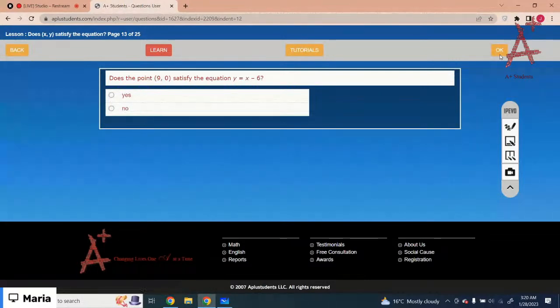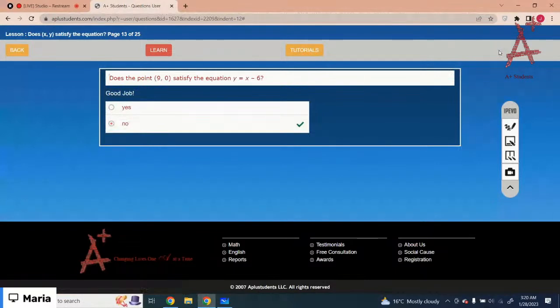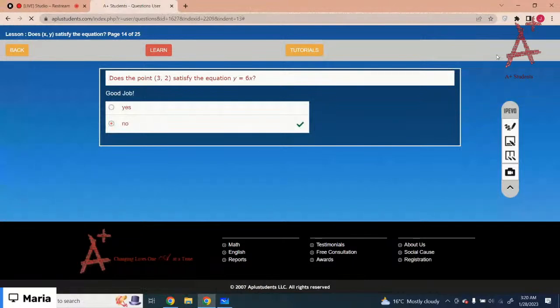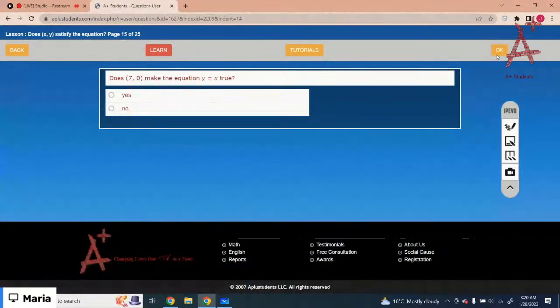No, the point does not satisfy the equation. The answer is no. The next one is, does the point (3, 2) satisfy the equation? The correct option is no, that point does not satisfy the equation. Does (7, 0) make the equation 7 = x true? No, that does not make the equation true.